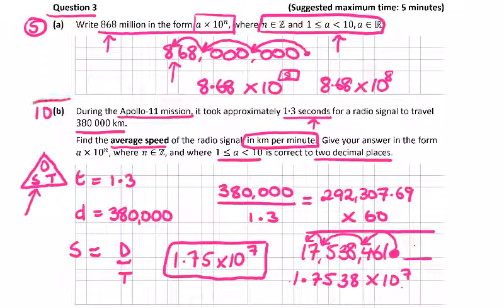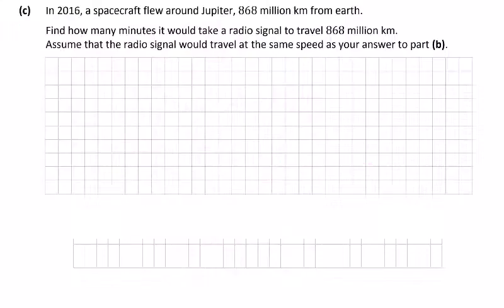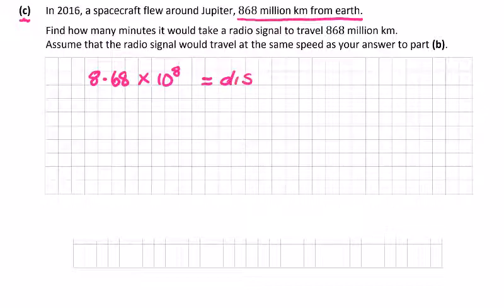So take your time with these scientific notation and distance, speed, time questions. Part C. In 2016, a spacecraft flew around Jupiter 868 million kilometers from Earth. Let's just write that, 8.68 by 10 to the power of 8. So that's a distance, that's equal to distance. I'm just reading this carefully. Find how many minutes, so we're looking for time.